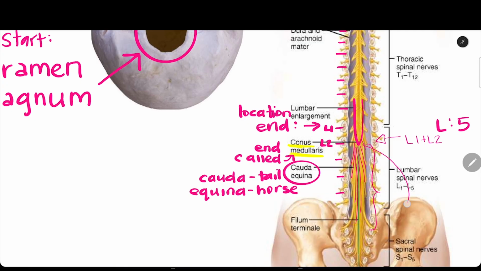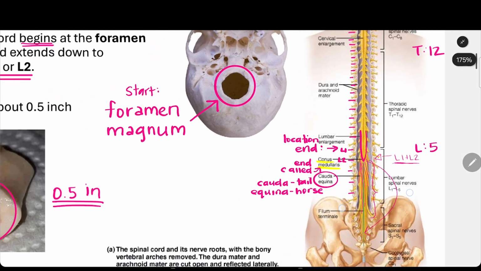Why does the spinal cord not end all the way down here at the end of the spine, down here in the coccyx or the sacrum, you know? Why is it that it ends all the way up here at L1, L2, and then the rest of it is the cauda equina? Why is it like that?